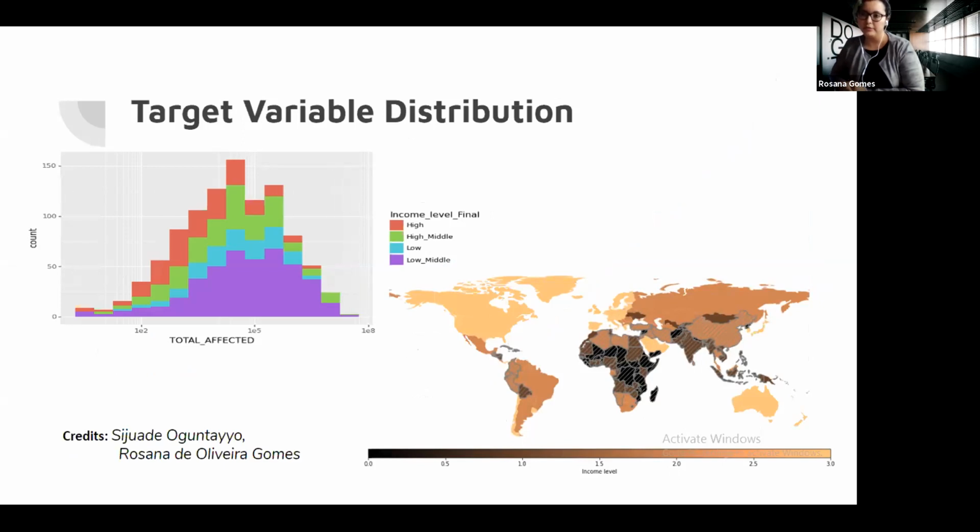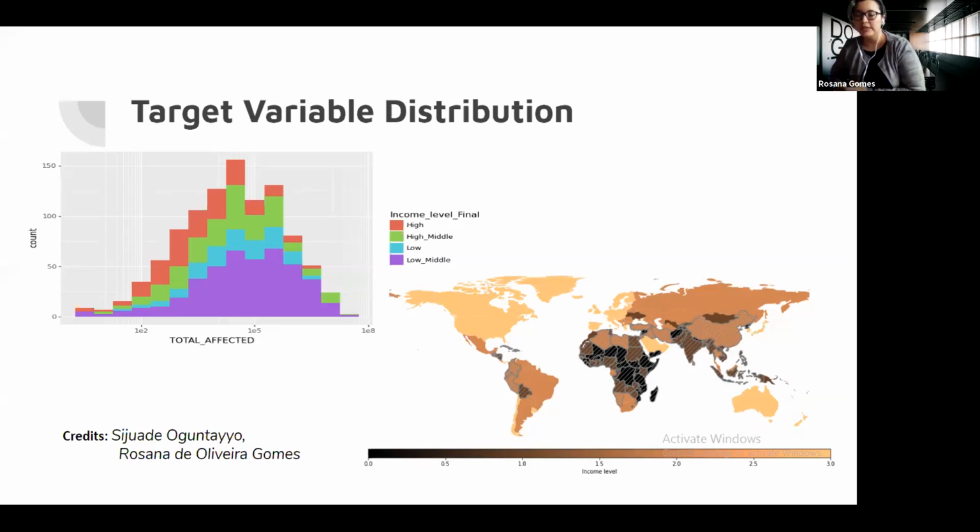Then here to the left, we have this as a function of income level. And from that, we can see that, for example, in purple, this is the low middle income, and in green is the high middle income. And these are the income levels that are the most affected. And you can see also that the total affected peaks around hundreds of thousands of people.